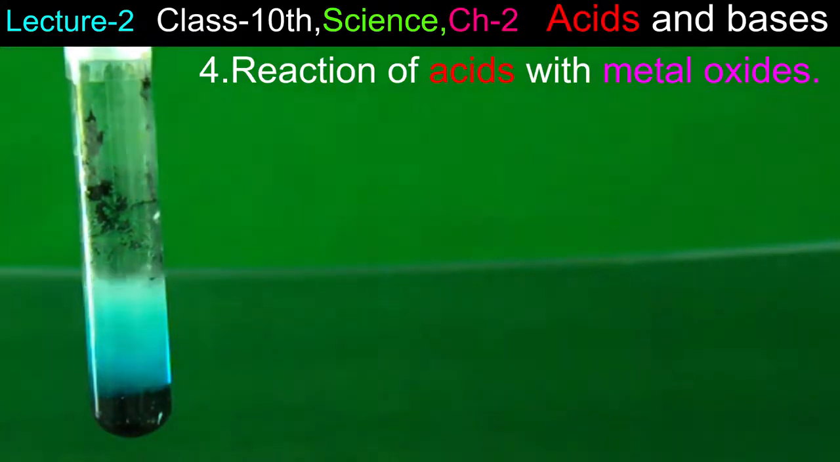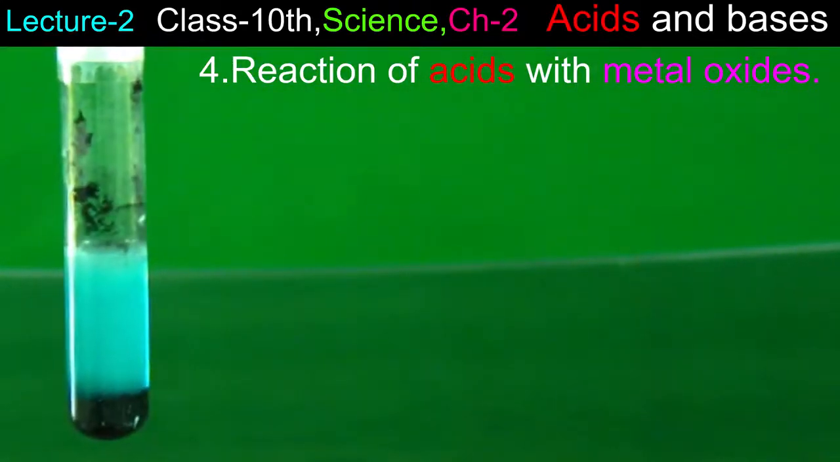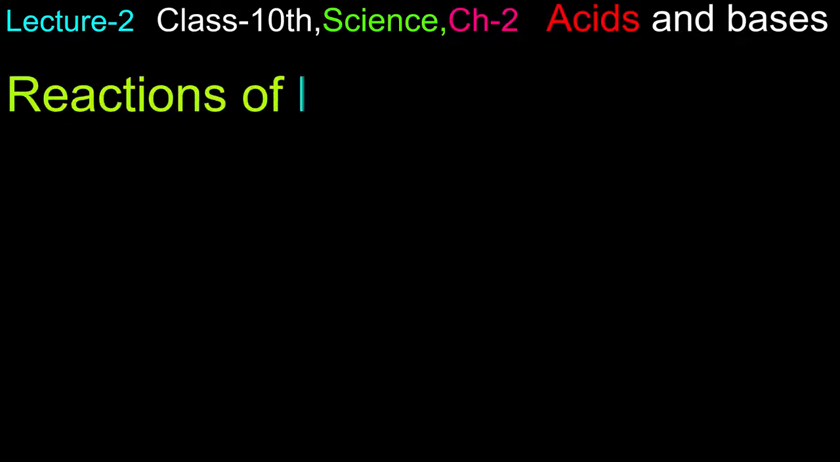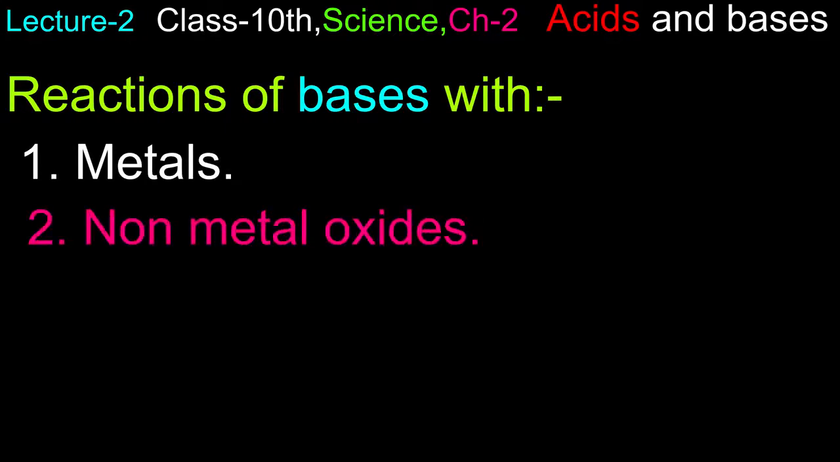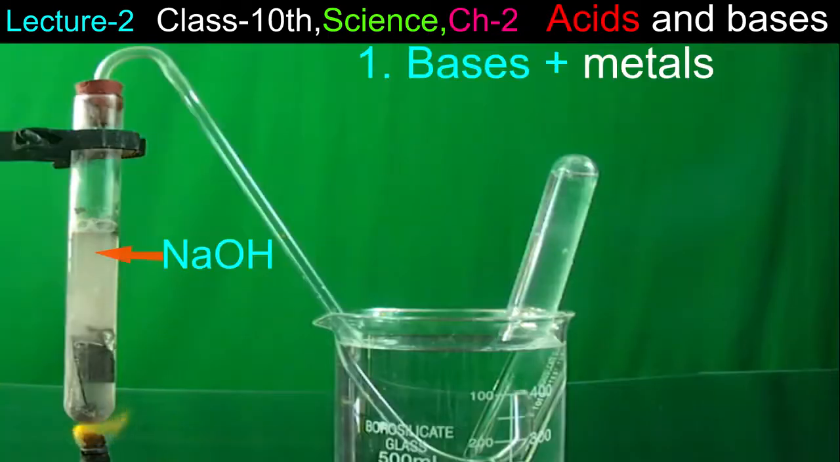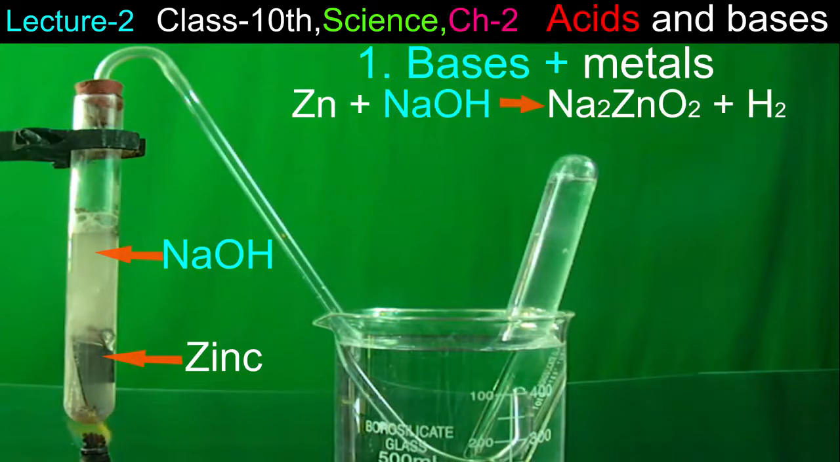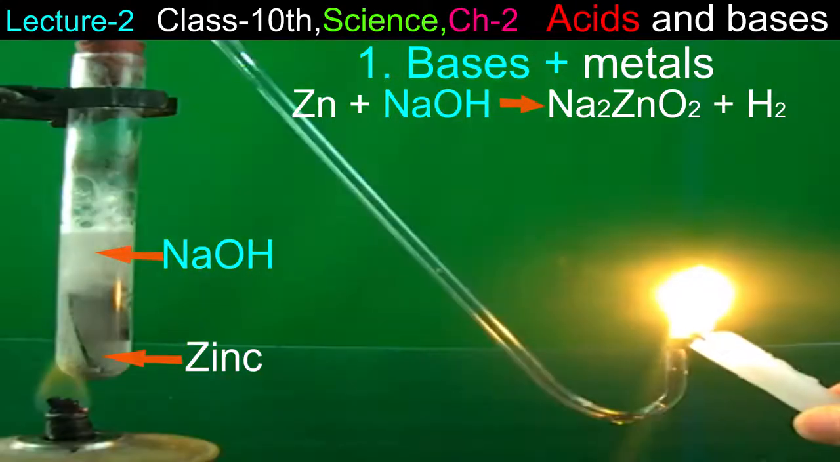After learning properties of acids, let us learn properties of bases. We will learn the reactions of bases with number 1 metals, number 2 non-metal oxides and number 3 acids. Here in this test tube is aqueous solution of NaOH or sodium hydroxide. I put zinc metal piece in it. The reaction starts at room temperature, that becomes faster on heating. The gas produced burns with pop sound.